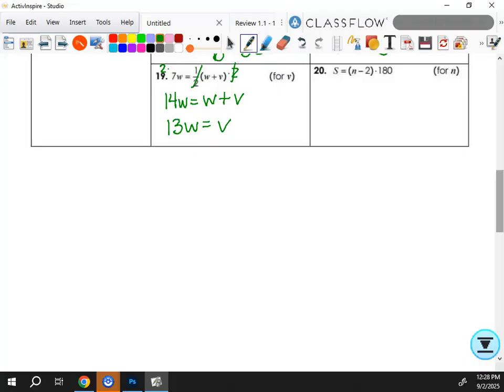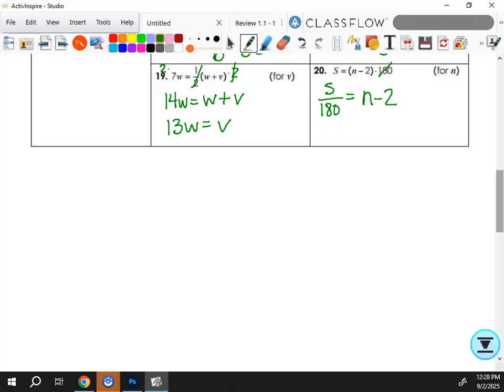All right. On 20, again, I could start by distributing the 180, and if I did, my answer might look a little bit different in the end, but I wouldn't be wrong. But I don't think I want to distribute it just to try and do something else with it because I'm trying to get n by itself. So we can start by dividing and get s over 180. And so when I divide both sides by 180, that cancels that out, leaves me with n minus 2.